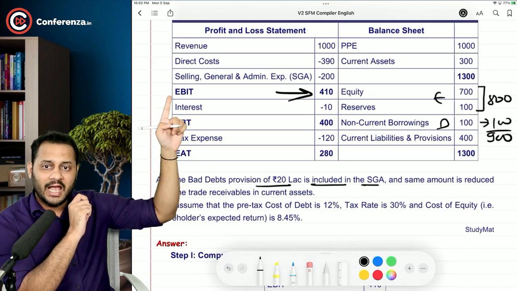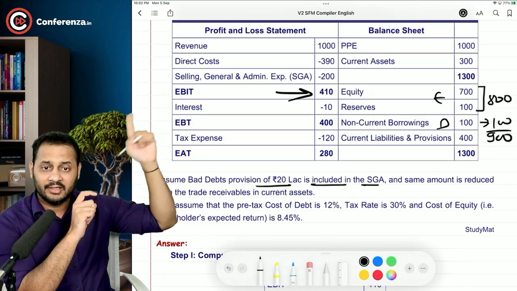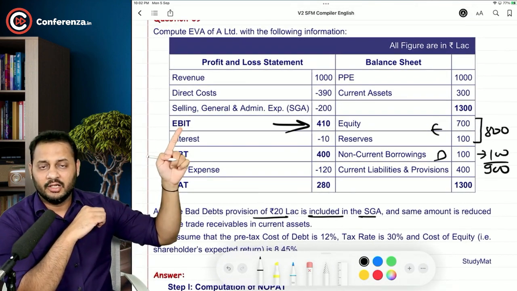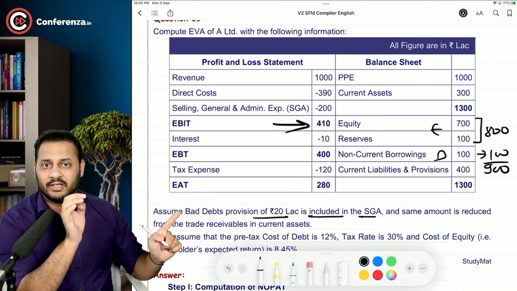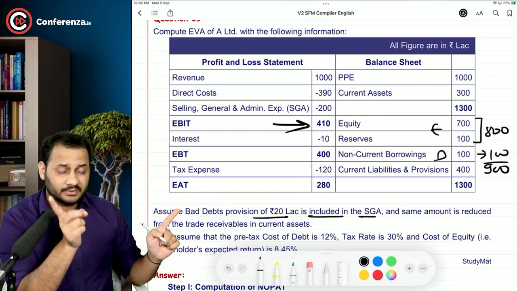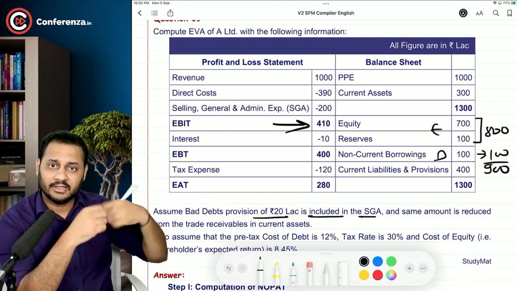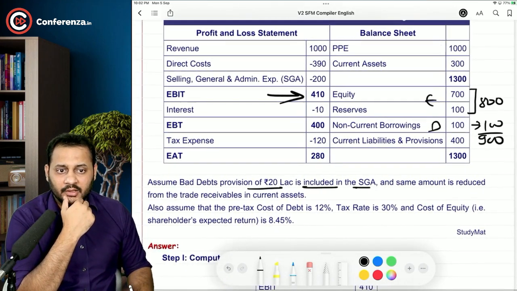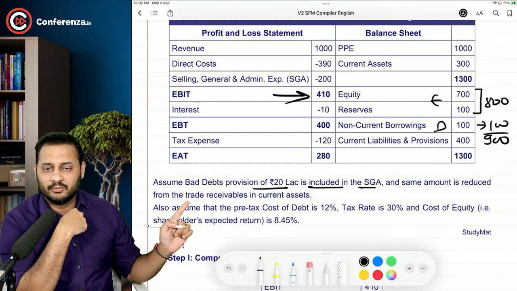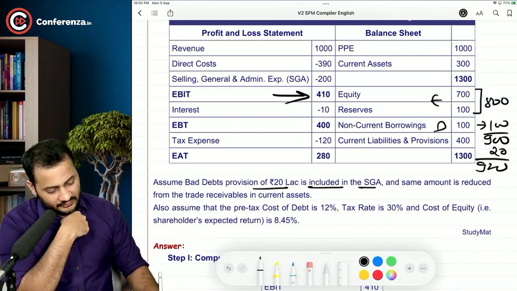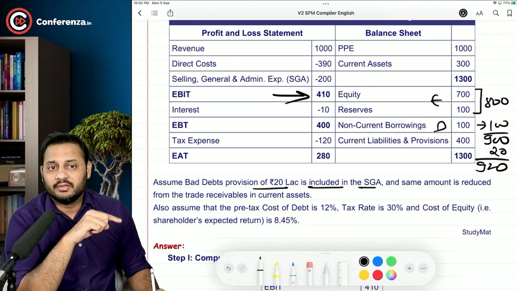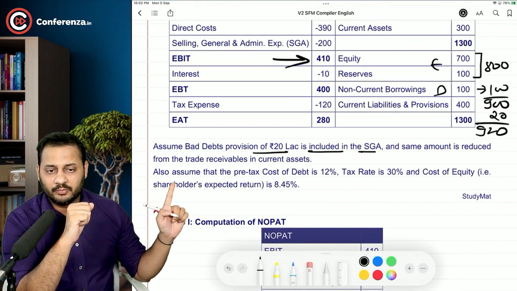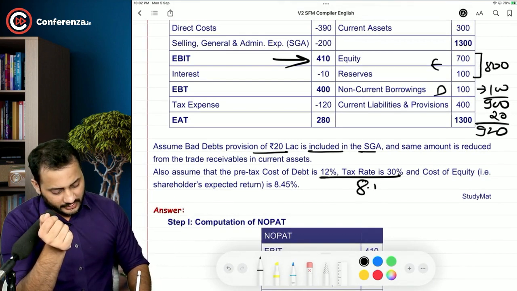That means what? We have to deduct the tax from 410 and add back 20 lakhs. Do not add 20 lakhs directly in 410. It would mean that we don't want to take the tax benefit of bad debts provision. The tax benefit is allowed. So first deduct the tax and then we will add back 20 lakhs. Cool. And the same amount is reduced from trade receivables in current assets. So 20 will be added here as well. Because it is reduced already, the second impact will go to the reserves and surplus. Also assume that the pre-tax cost of debt is 12%, the tax rate is 30. So this would mean 8.4%.